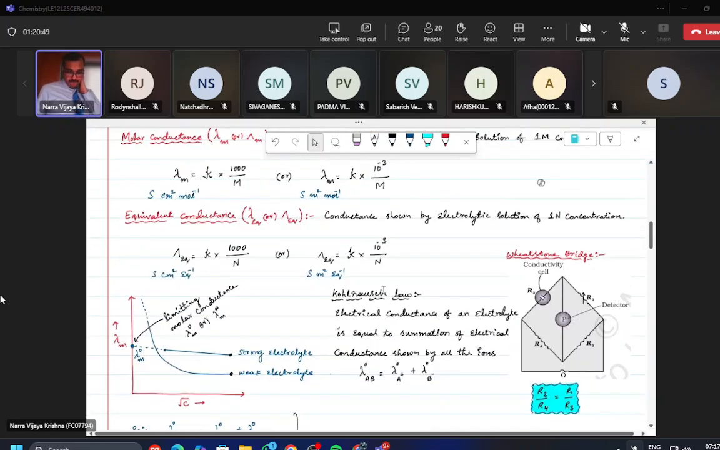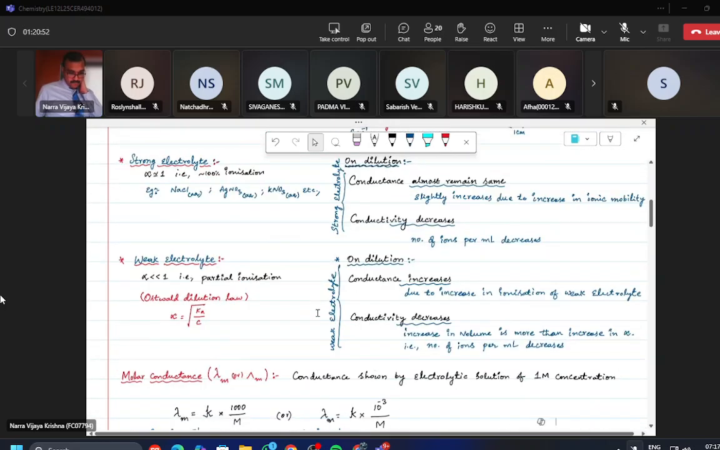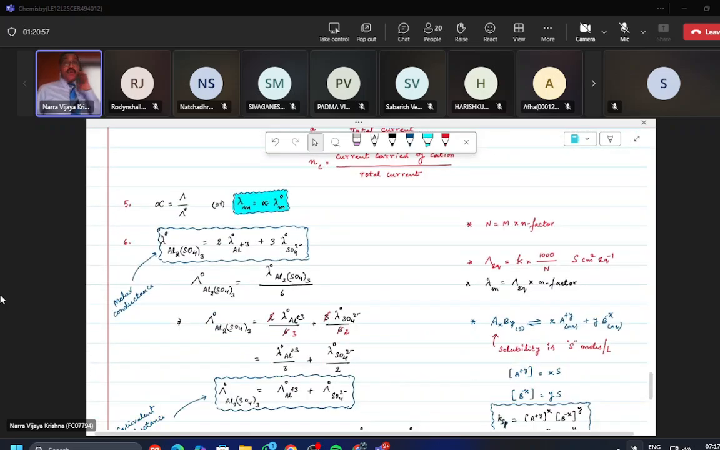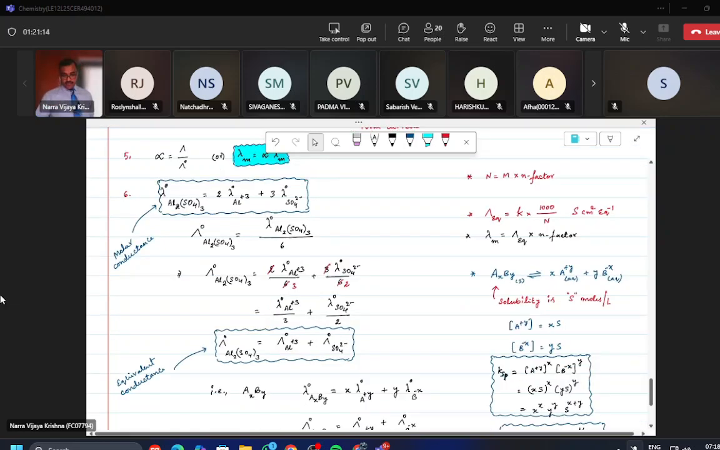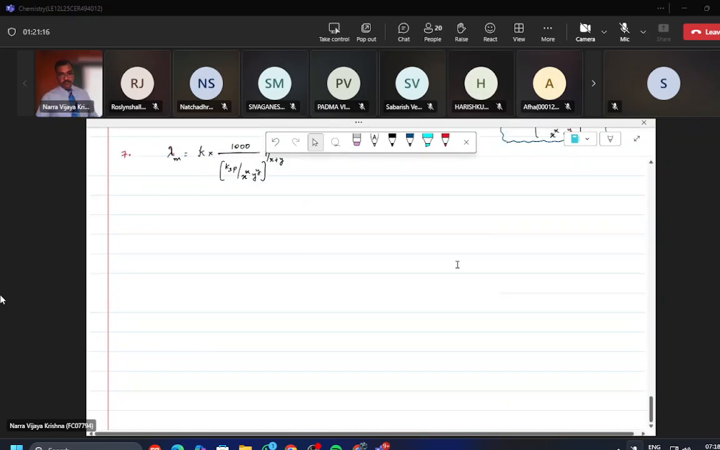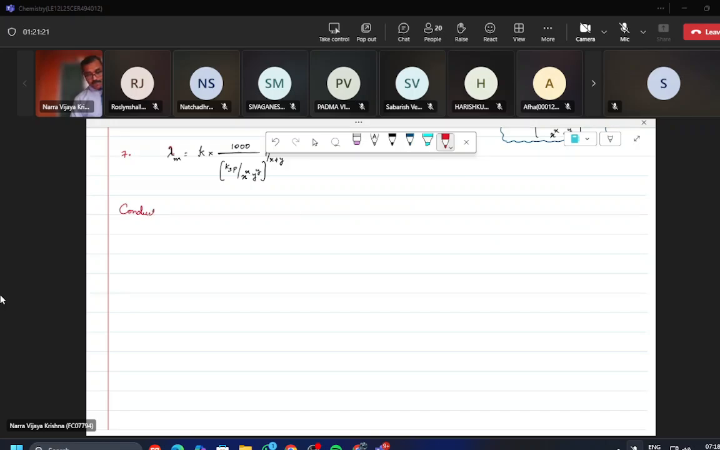I feel every point we have done. Everything related to conductance and conductivity is done. One more part left: conductometric titration. Any other pending? Only the conductometric titrations part is left. So the last part required is conductometric titrations.